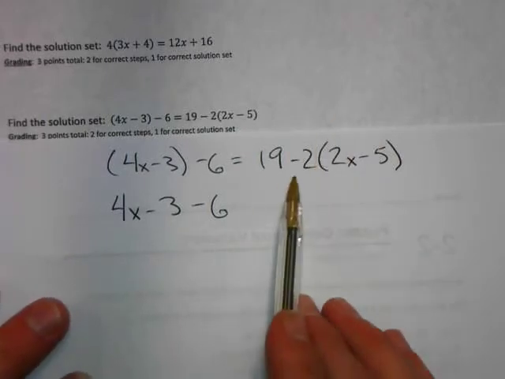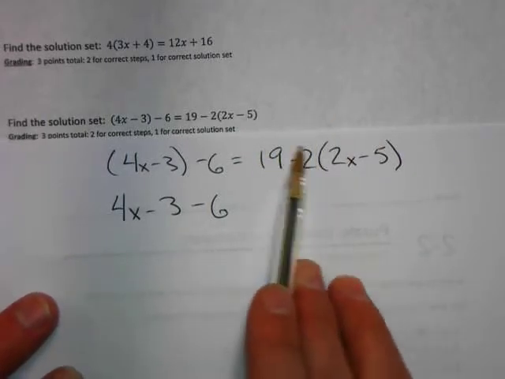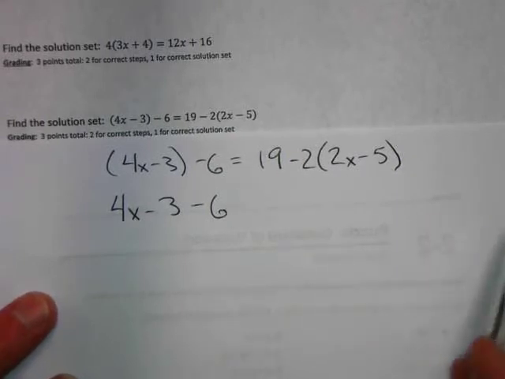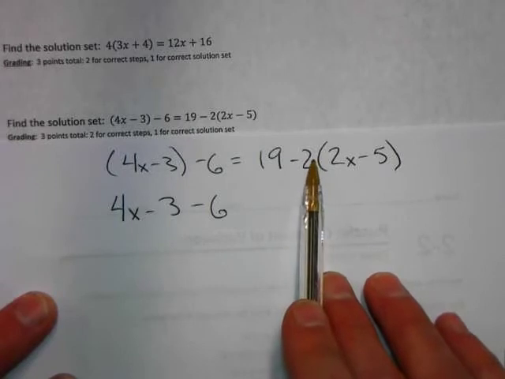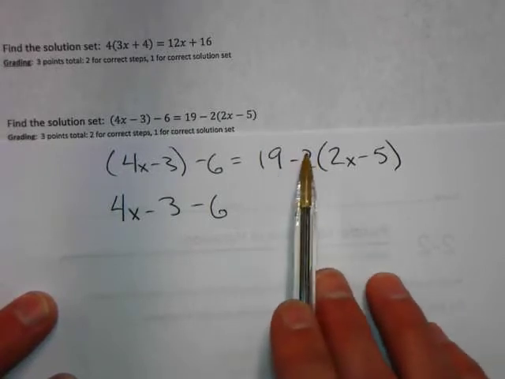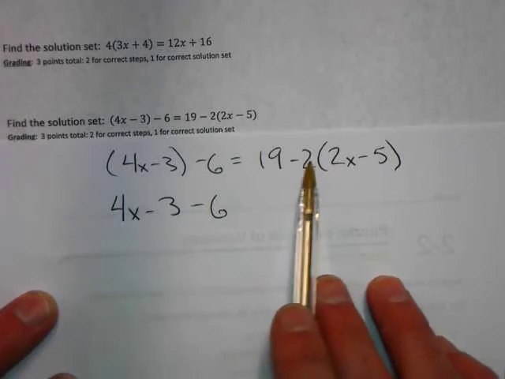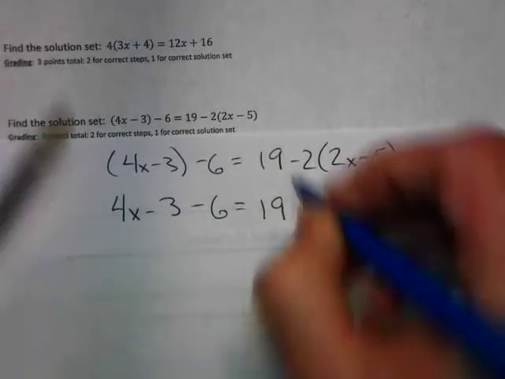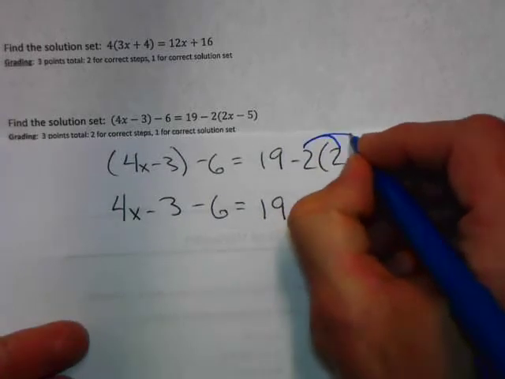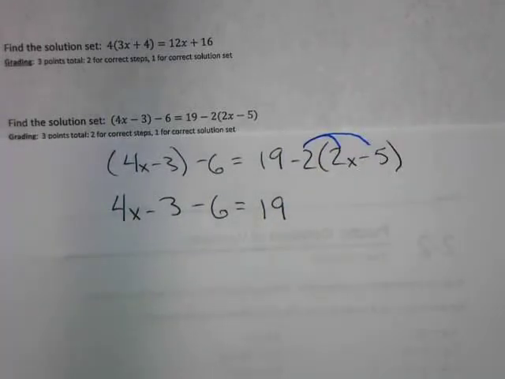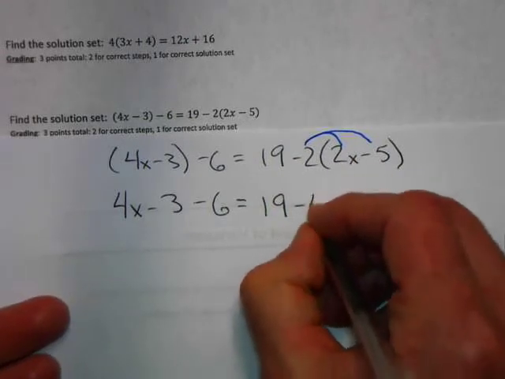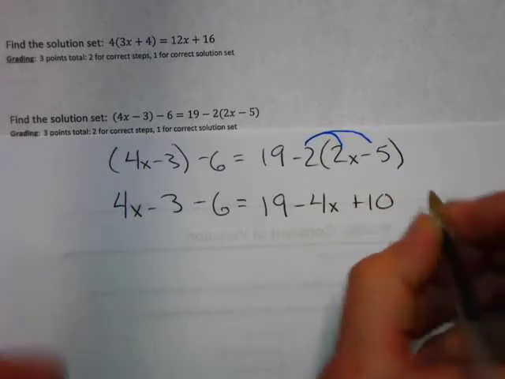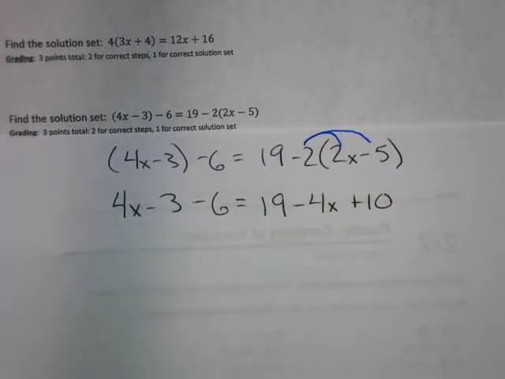Another mistake is right here. Students think I have 19 minus 2, which is 17. And remember, we can't do that. We have to multiply, which is happening here, before we subtract, which is happening here. We have to multiply this minus 2 before we do anything else. So the 19 stays put for now because we are multiplying that minus 2. We have minus 2 times 2x, which is minus 4x, and then minus 2 times minus 5, which is plus 10.